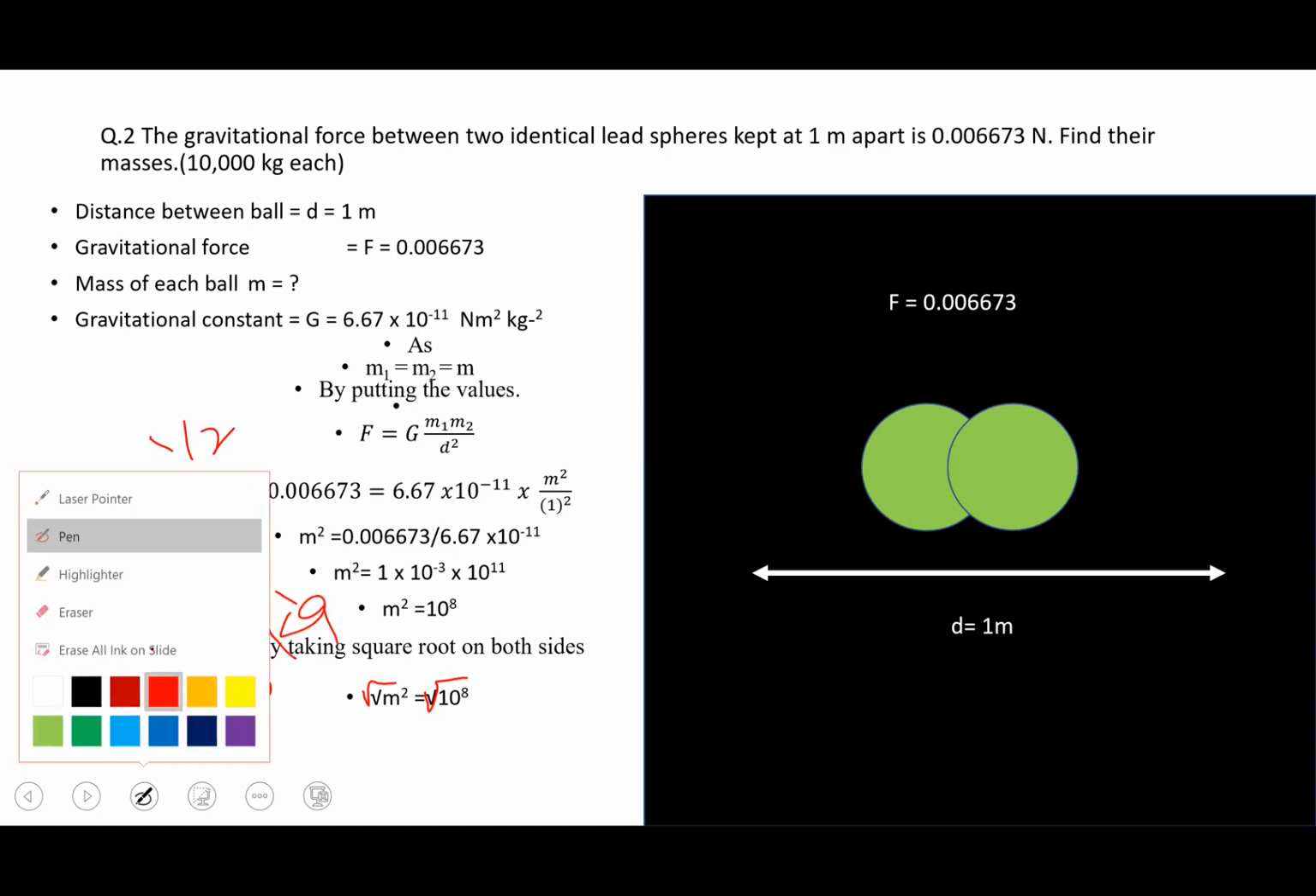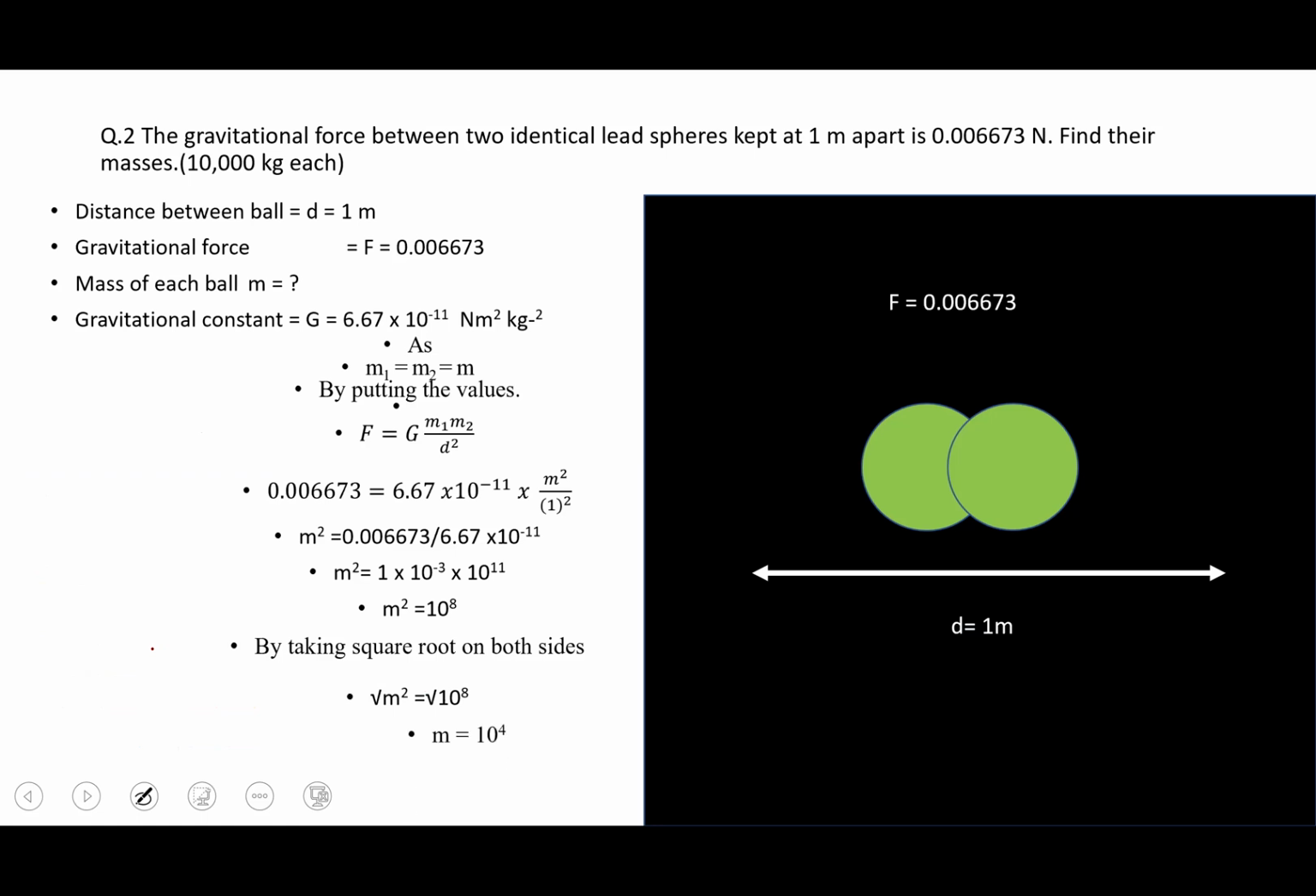So let us put this value now. m is equal to 10^4, or we can write it like this: m is equal to 10,000 kilograms. Hence the mass of each ball is equal to 10,000 kilograms.